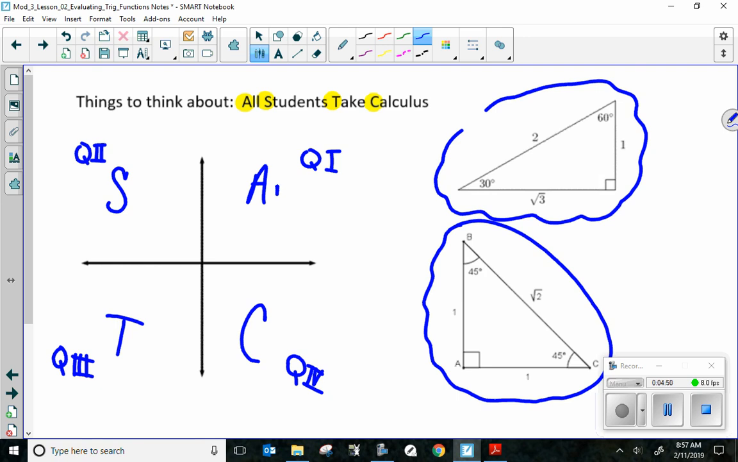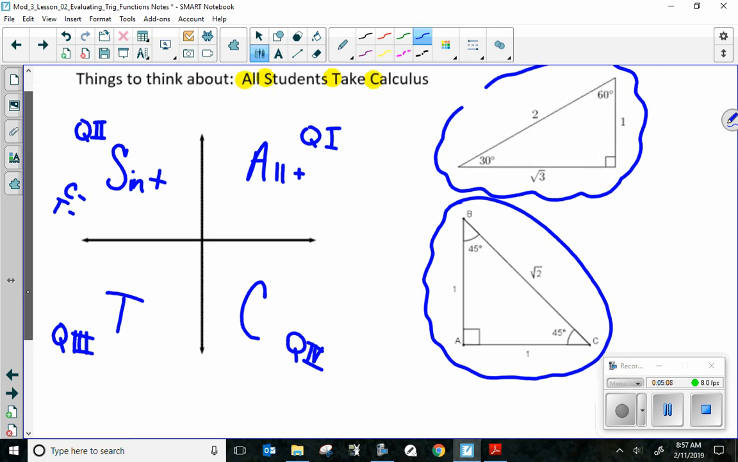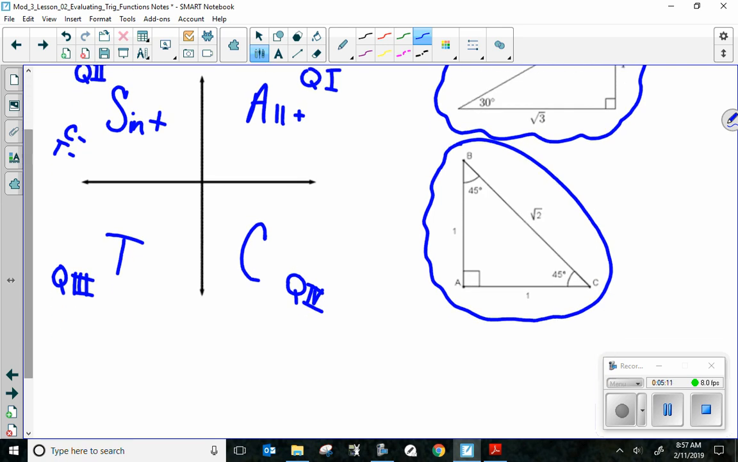So the A stands for all. All trig functions, sine, cosine, and tangent, are positive in quadrant 1. Okay? In quadrant 2, only sine is positive. That means cosine and tangent are both negative in quadrant 2. Okay? And if we go around, I think you can kind of tell what's going to happen. Quadrant 3, only tangent is positive here. That means sine and cosine are both negative in quadrant 3. And in quadrant 4, cosine is positive. That means sine and tangent are both negative.